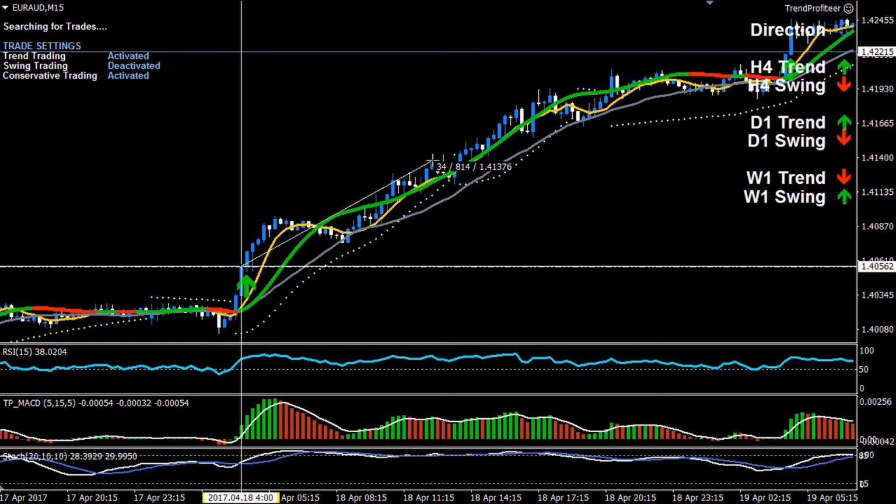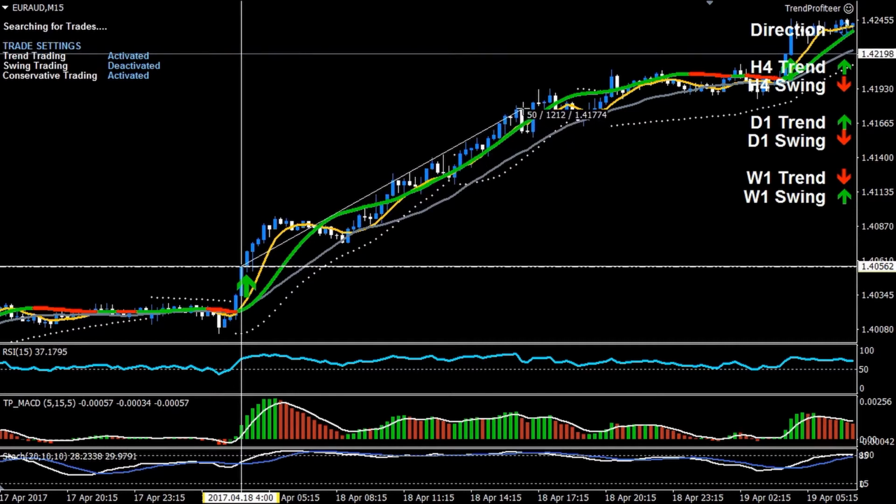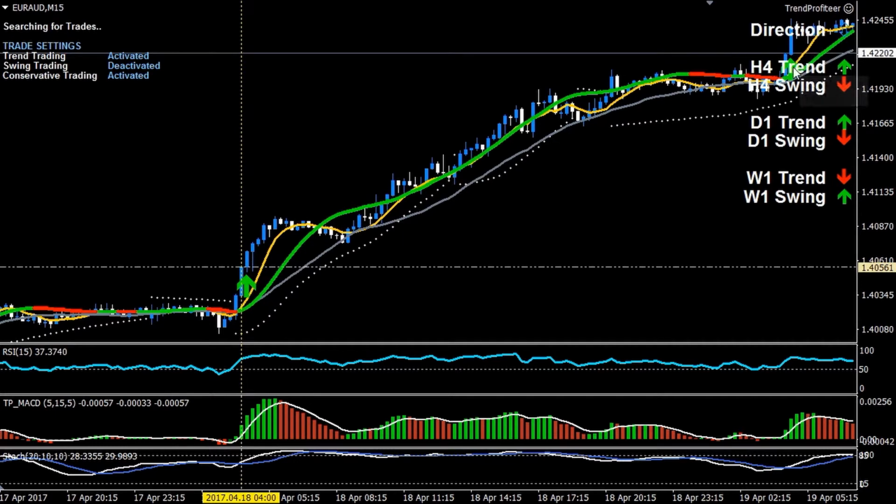80 pips would be here. That gives us a 2-to-1 reward to risk ratio. 120 pips here, giving us a 3-to-1 reward to risk ratio, and 160 pips just over here, giving us a 4-to-1 reward to risk ratio.